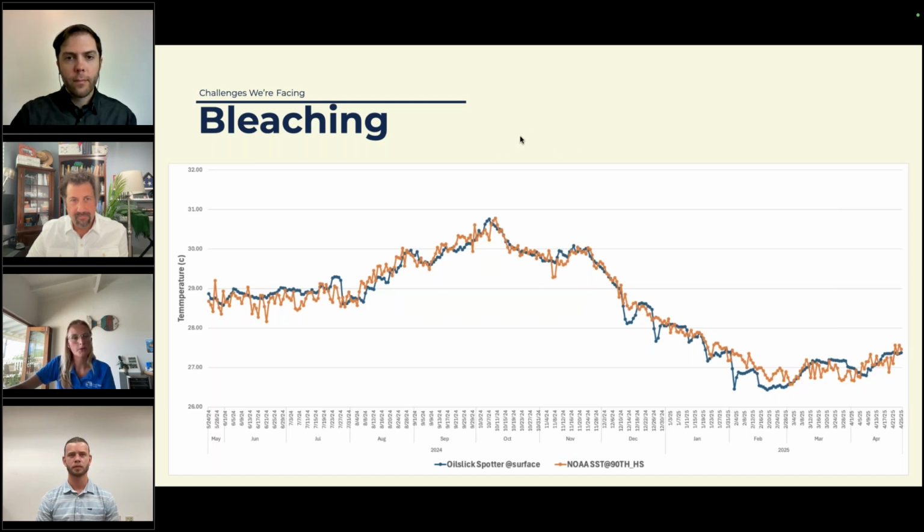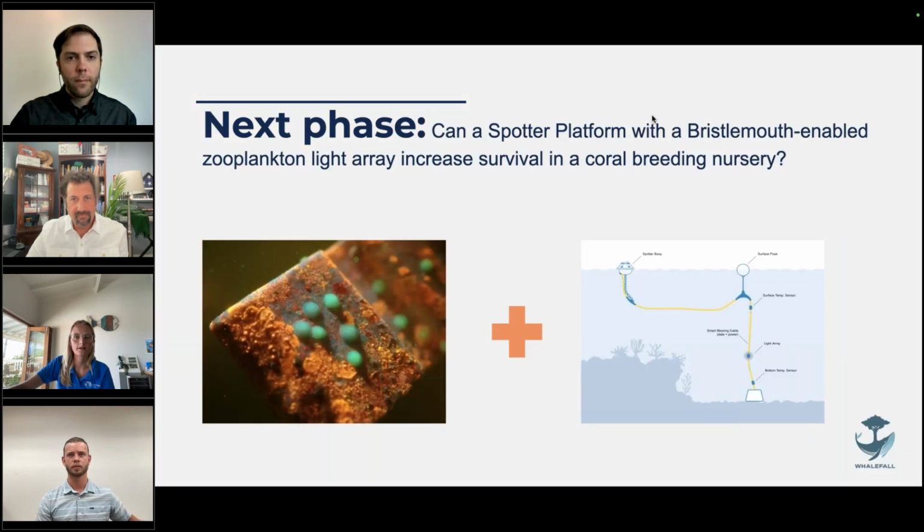So this spotter was so valuable to us that together with Vince, we wanted to create this new project, Next Space, and we want to basically integrate the amazing water temperature sensors that we have with some of our coral restoration work as well. So we're looking at how this spotter platform together with the Bristlemouth enabled sensors can maybe create an LED light array to increase the survival of our coral breeding nursery. So this is kind of a mouthful, but basically what we want to do is combine our coral breeding program with the spotter platform buoy.